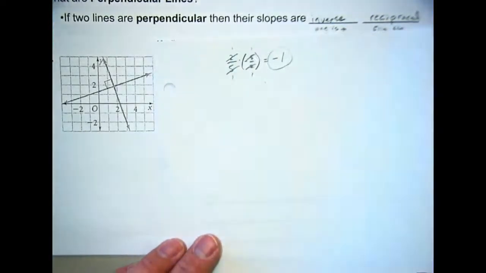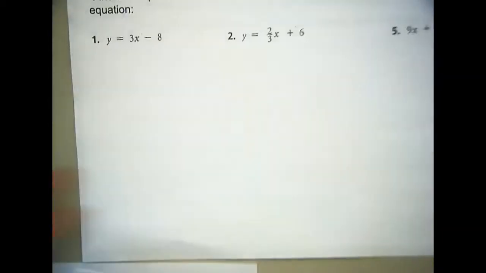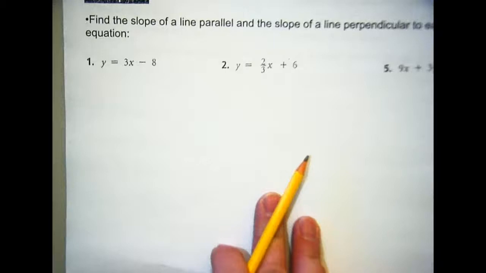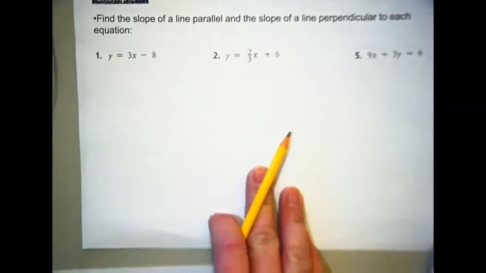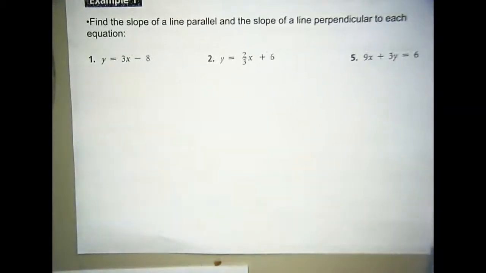All right, we're going to try some of these. I want you to take a look at problems 1 and 2 here. I want you to find the slope of a line that's parallel and perpendicular to each of those. Just try 1 and 2 right now. Work with your partner. You get about 2 minutes.